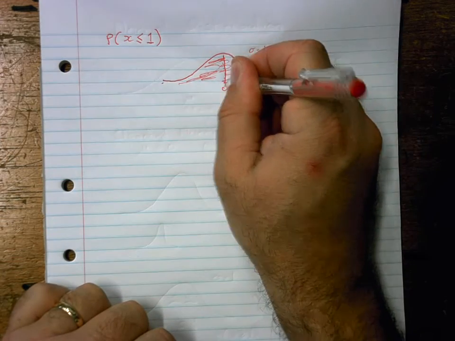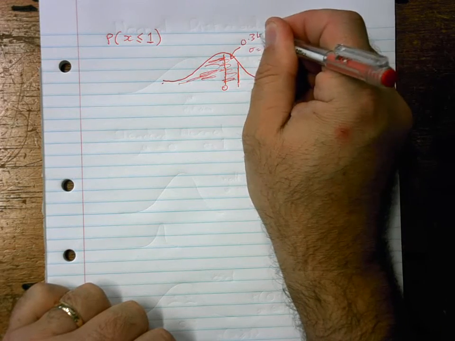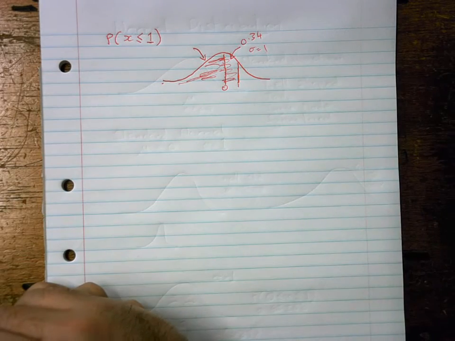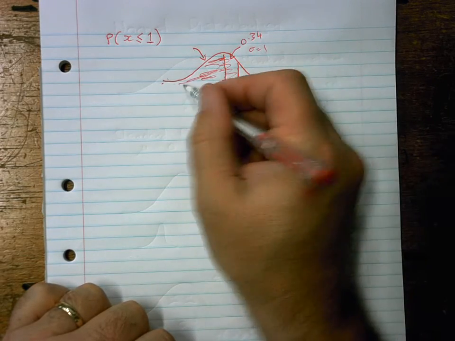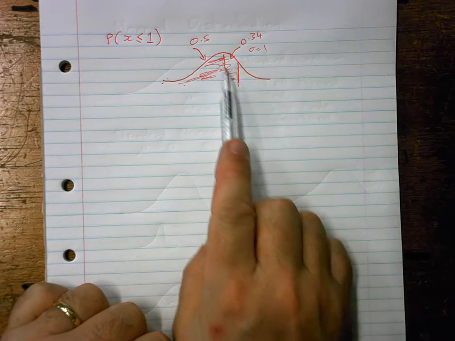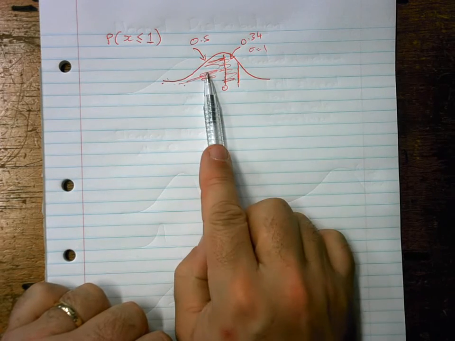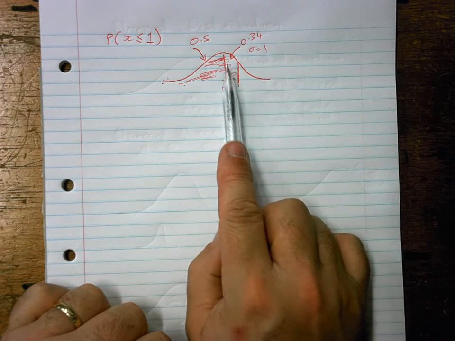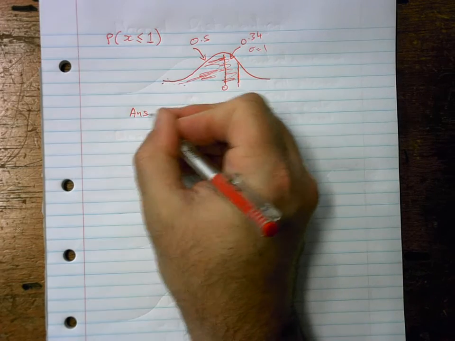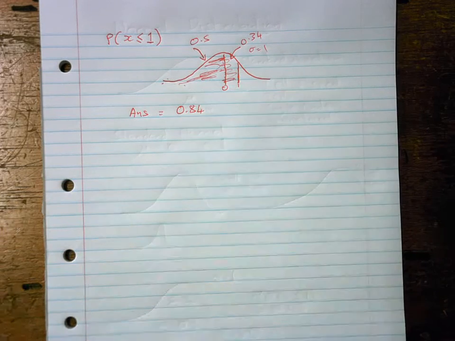Now, hang on a minute though. I know that this bit in here is 0.34. We've already established that, haven't we? What's this bit here? This bit here is half of it, so that's 0.5. Remember, it's symmetrical. So remember the 0 line is halfway between the two, isn't it? So this bit here must be 0.5, this bit here must be 0.34. That's the bit we're going to work out. So therefore the answer is 0.84 because I've just added those two together.